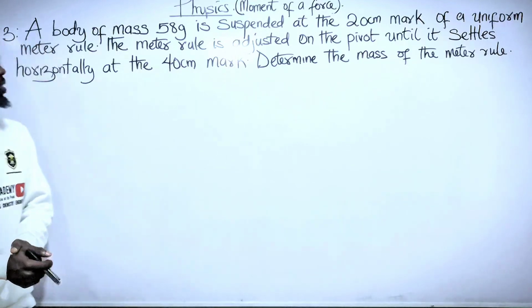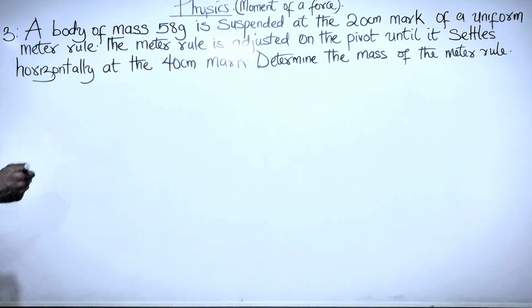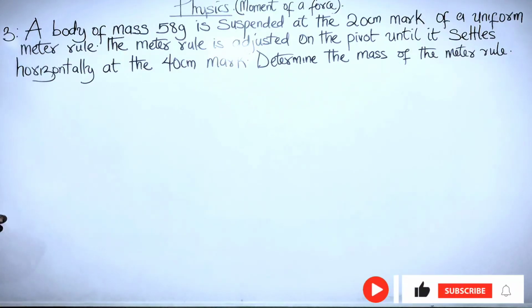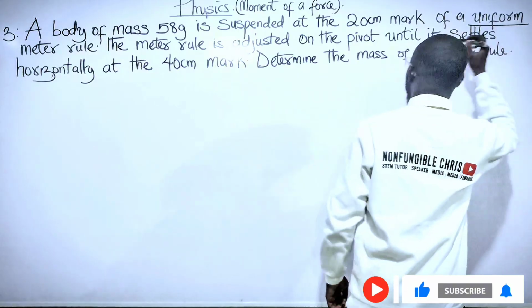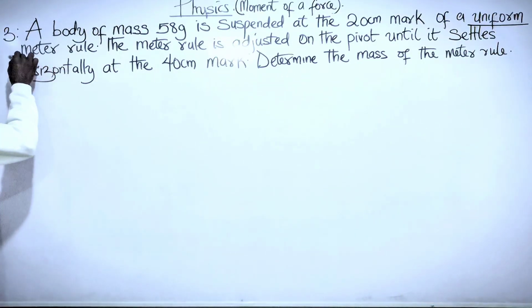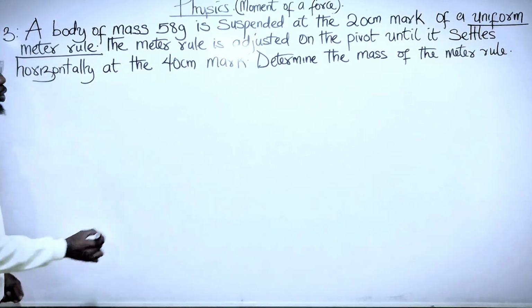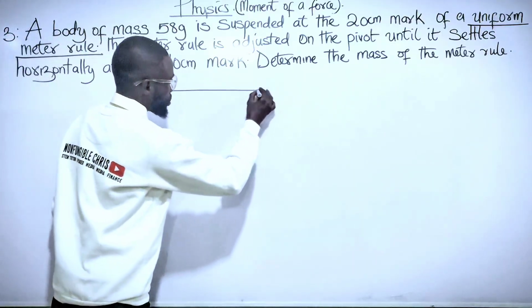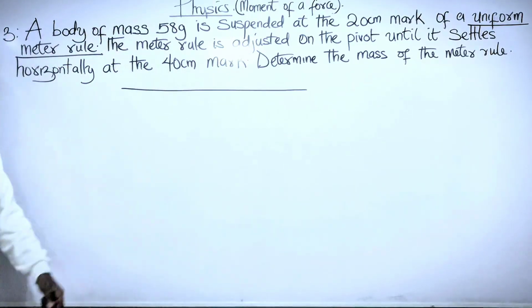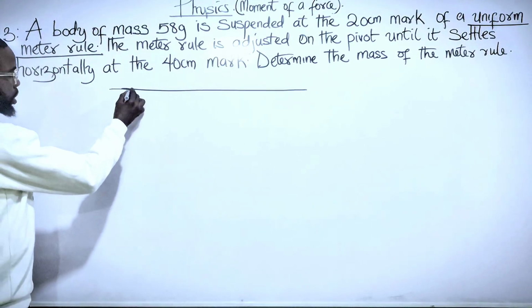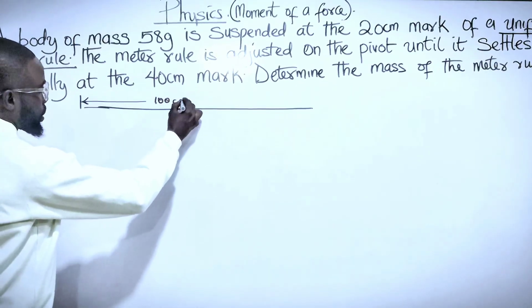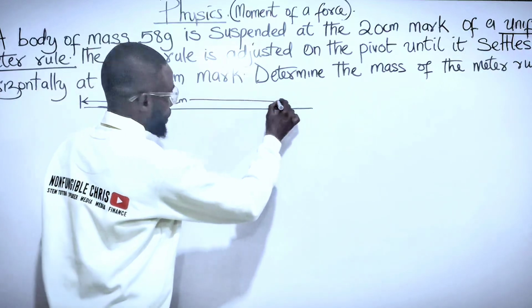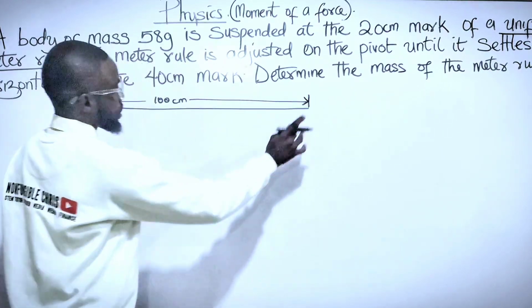Alright, question number 3 says a body of mass 58 kilogram is suspended at the 20 cm mark of a uniform meter rule. Remember we talked about a uniform meter rule. We said when it's a uniform meter rule, it is always 100 centimeter. So let's assume this is our meter rule. My line is not that straight, so you have to bear with me. Let's assume this is our meter rule, and the length of the meter rule is 100 centimeter.